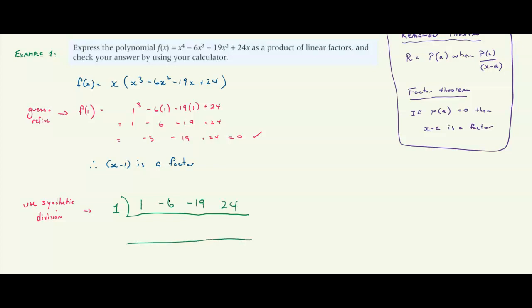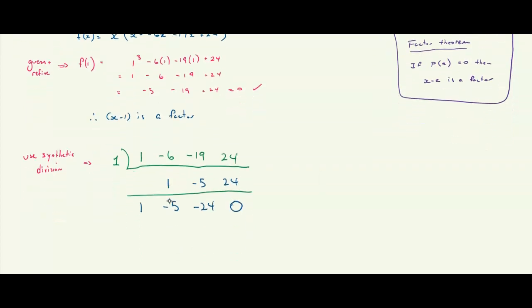A second line of attack here. 1 drags straight down, 1 times 1 is 1, add, multiply, add, multiply, lo and behold, 0, magical 0. So 0 remainder implies that x minus 1 is a factor. X minus 1 is a factor. We knew that already, but we got there.